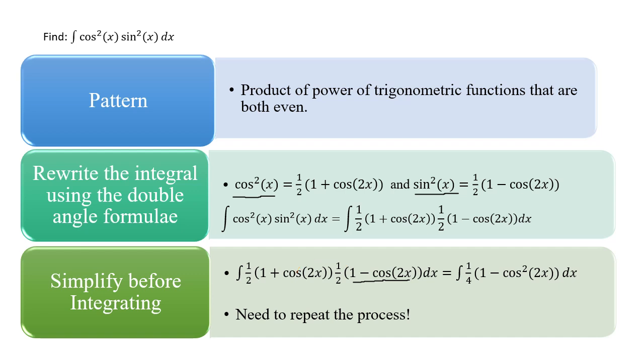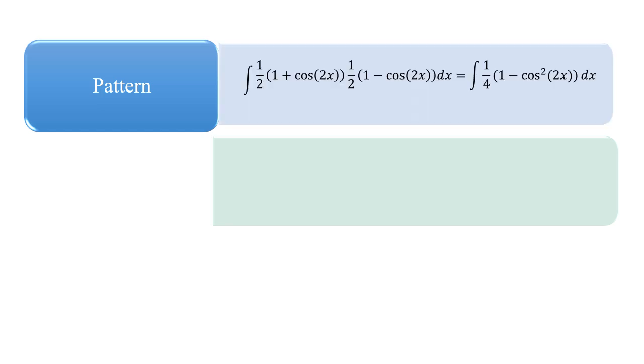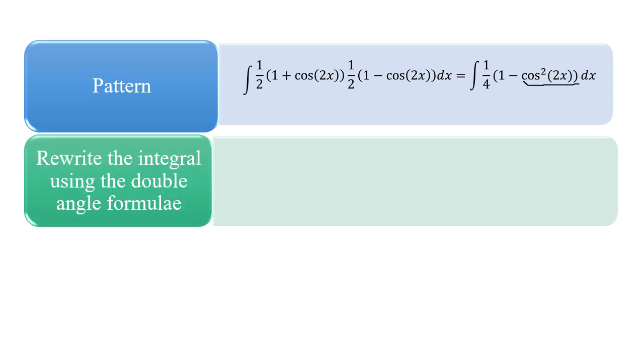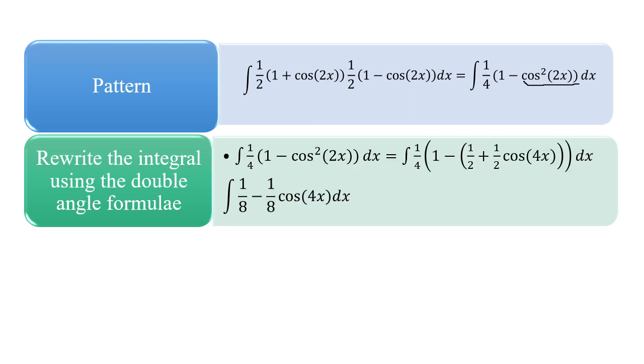Which is great. We don't have a product anymore, but what do we see? We are still left with an even power of a trig function. What does that mean? That means we do it again. So when we use the double angle formula and we simplify the integral, if we still have a trig function that has an even power, that means we have to repeat the process. So let's go and see what happens here. Remember, this is what we have. So we're going to have to repeat the process for the cosine squared 2x, meaning we're going to, again, use the double angle formula for that one. So let's see what we have.